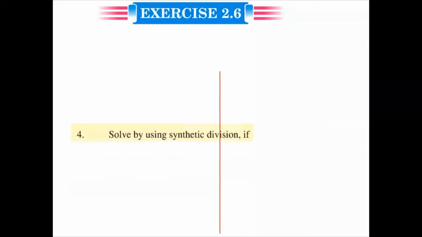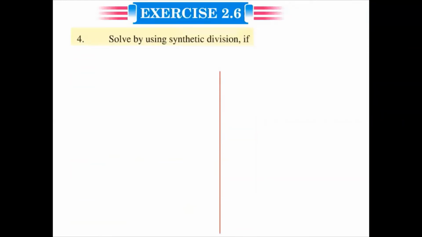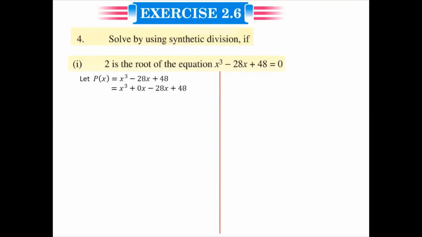Now question number 4, solve by using synthetic division. If 2 is the root of the equation x cube minus 28x plus 48 is equal to 0, let p of x is equal to x cube minus 28x plus 48. Here the coefficient of x square is missing, so we can write x cube plus 0x square. So p of x is equal to x cube plus 0x square minus 28x plus 48, and here a is equal to 2.